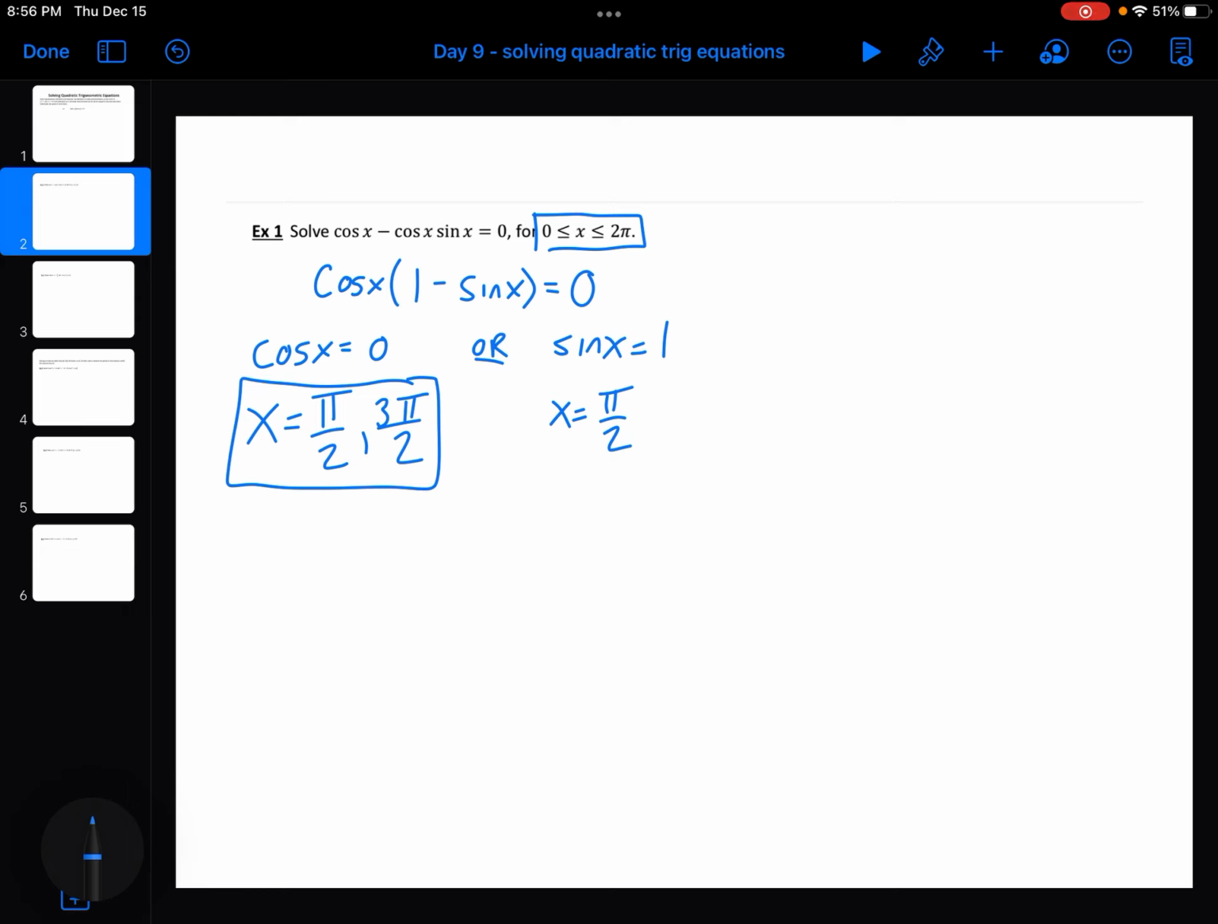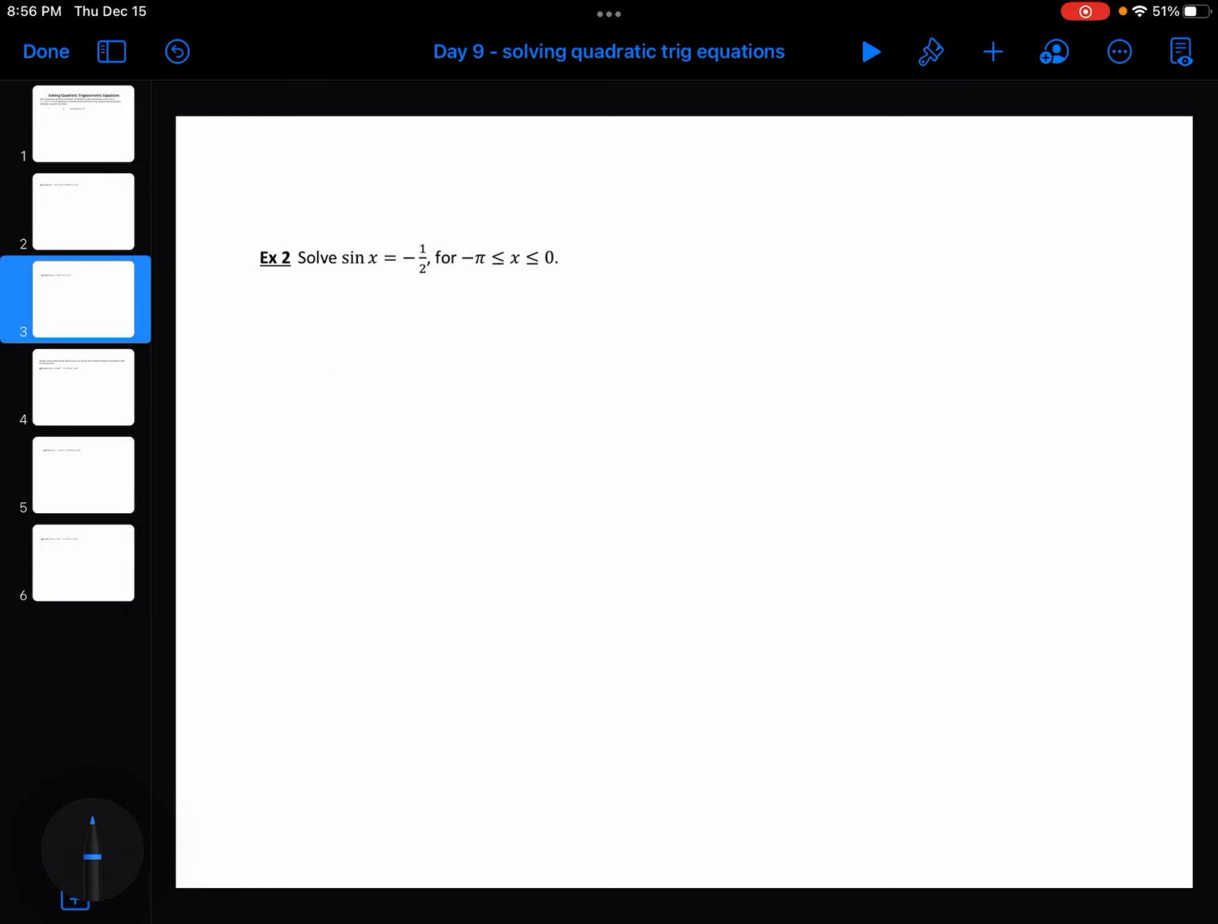Okay, so when you're doing this, the most important thing, and if you look at this next one, is making sure that we're within the domain that's asked. Now, I would say 90% of questions are going to work just through the domain that is common, 0 to 2 pi. But when we're looking at this, here we've got negative pi to 0. Okay, so that's going to come into play when we're figuring out our answers.